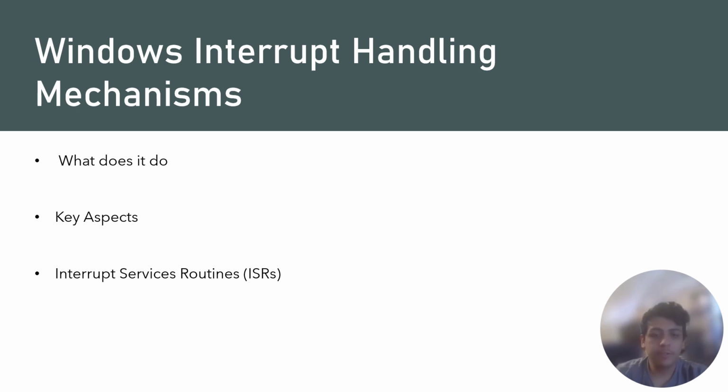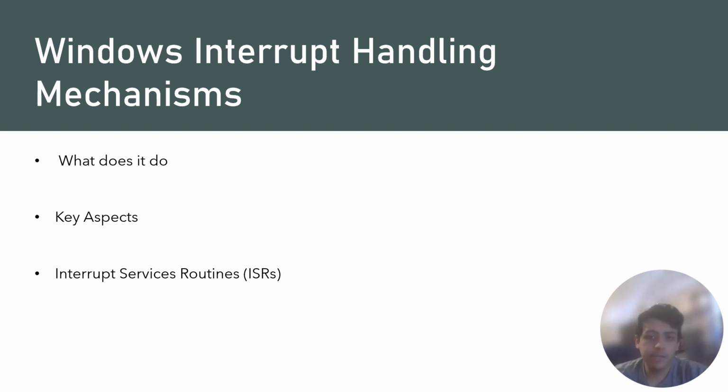So our first topic is Windows interrupt handling mechanisms, what it does. Windows uses interrupt handling to respond to hardware or software events, ensuring that the system can react to events like input from a keyboard, mouse, or external hardware without waiting for the CPU to check continuously. The interrupts allow the operating system to interrupt the normal execution of tasks to attend to high priority events. And with that, we also have key aspects of it, like key mechanism, so the interrupt request levels.